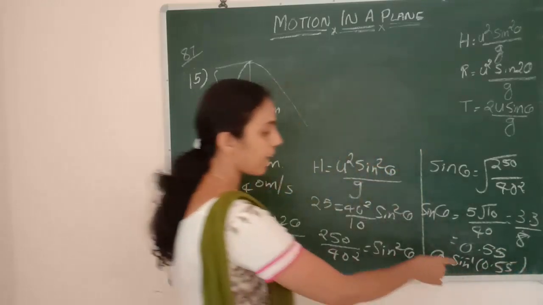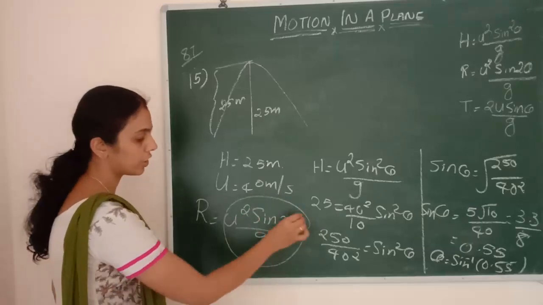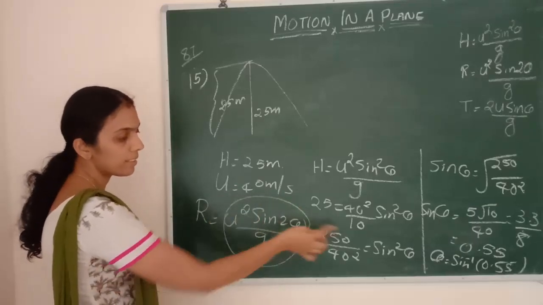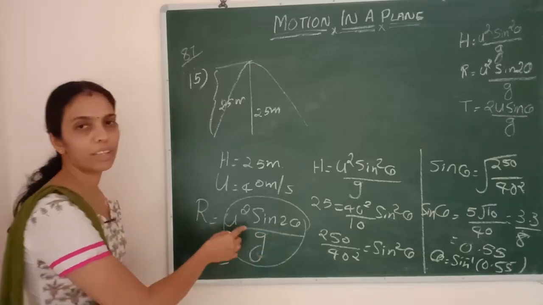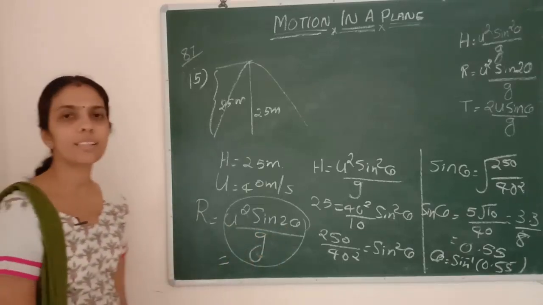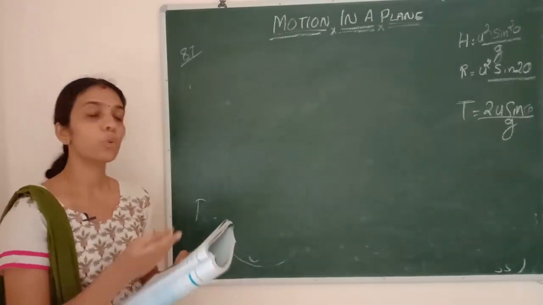Okay, using your Clark's table you can find out this theta value and substitute in this equation. U square, u value is there, theta value you will get from there, sine 2 theta divided by g, you can find out the answer. Okay, so this is an easy and simple question, isn't it? So the next one is the 29th one.